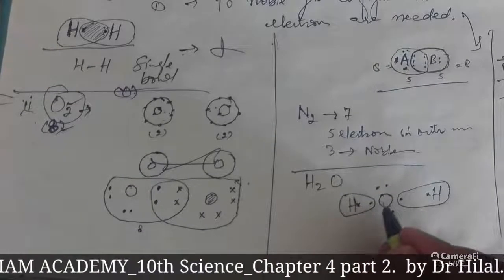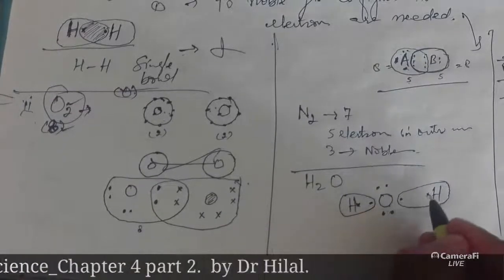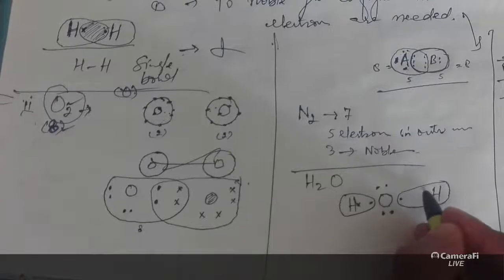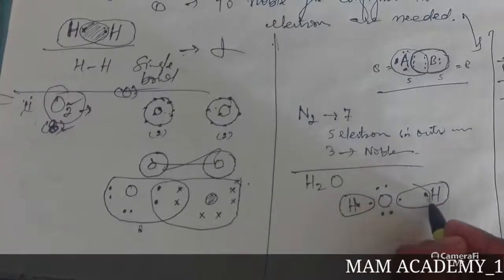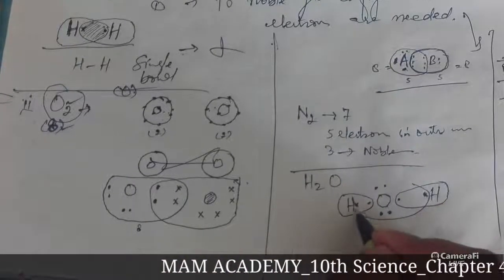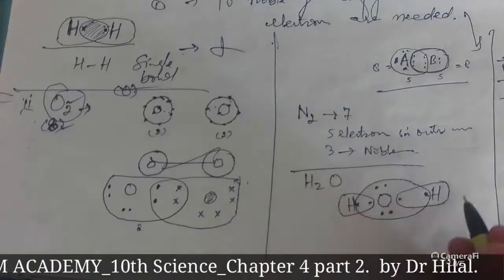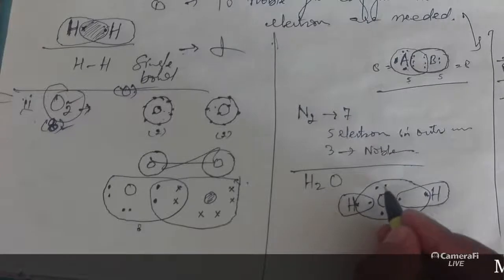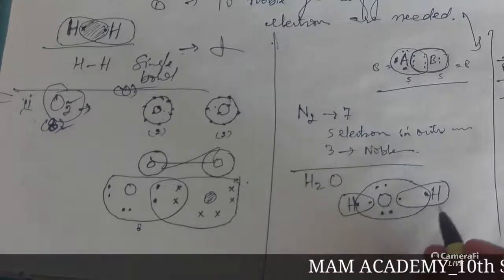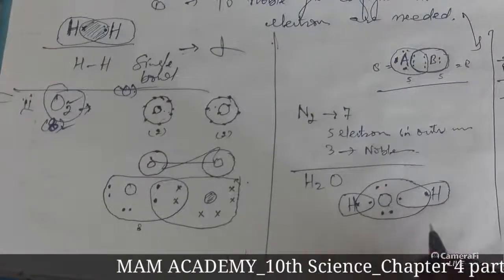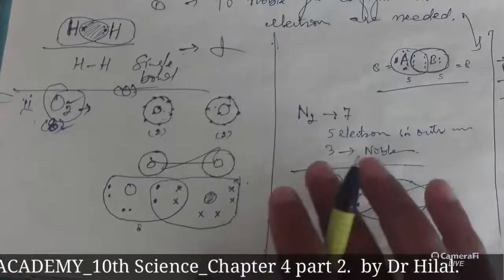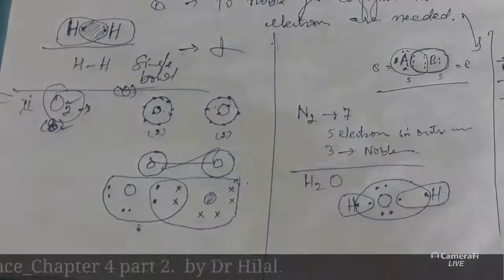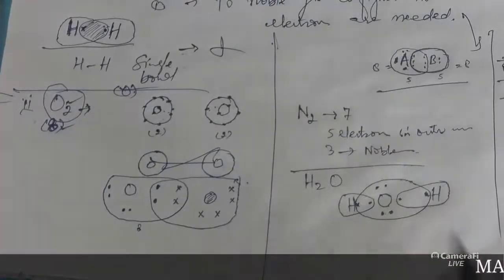But oxygen itself needs electrons from 2 hydrogens, so it will share them like this. See how it is making it. Now the total number of electrons in oxygen will be 1 2 3 4 5 6 7 8. So its noble gas configuration is now full. It does not have any problem when we talk about its noble gas configuration.